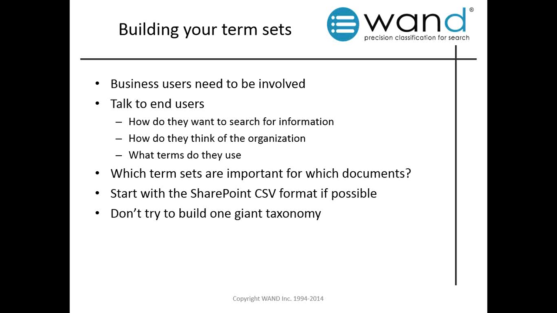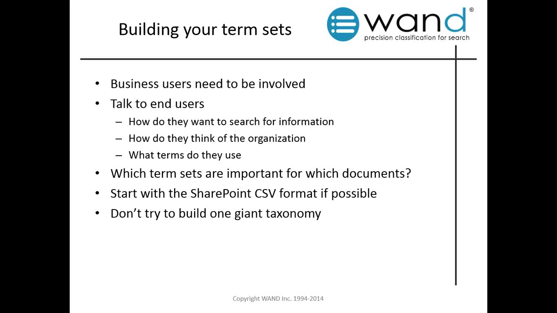So get them involved, get their feedback, talk to end users, understand how do they want to search for information, what terms are important to them, what documents are important to them. See if you can get them to share some of those documents, understand what terms are important for those documents, and then leave them alone, get started building the taxonomy, and bring them back in later to get some feedback. That's what we do when we do a professional services engagement. Get the feedback, but don't let them build the taxonomy. A taxonomy team should be building that.